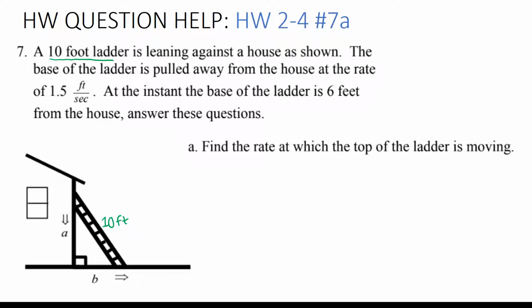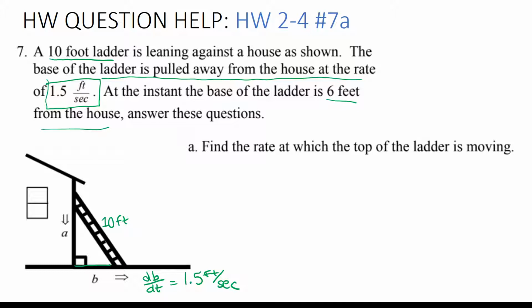The base of the ladder is pulled away from the house at a rate of 1.5 feet per second. So we're talking about this base as the ladder gets farther and farther away from the bottom of the house. So we're talking about the rate db dt is 1.5 feet per second. So every second, this ladder is scooting a foot and a half away from the house. And then finally says at the instant the base of the ladder is 6 feet from the house. So again, we're talking about this distance b. So we're going to be measuring at b equals 6 feet.